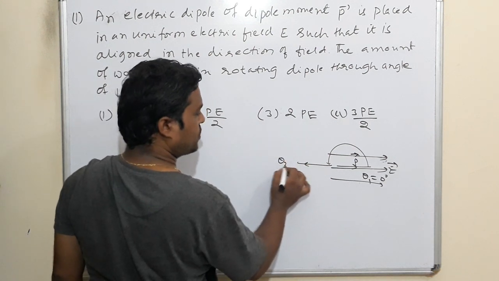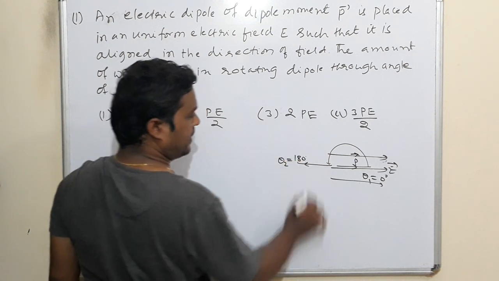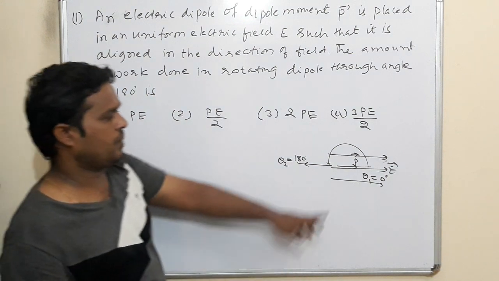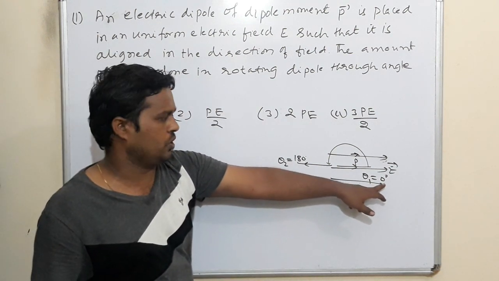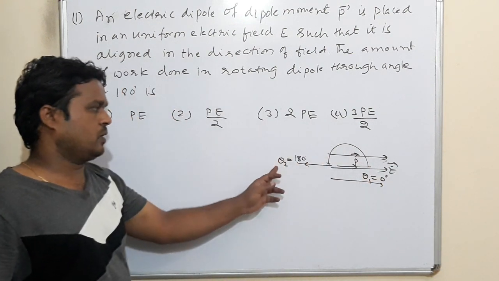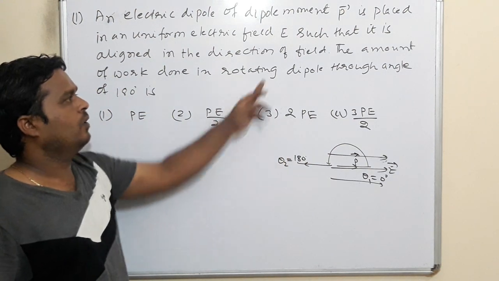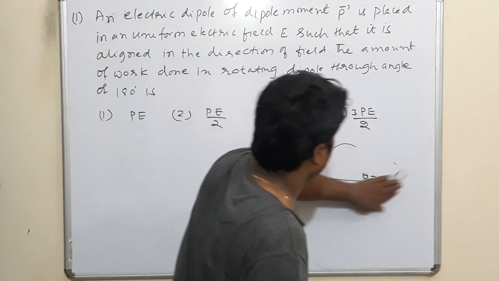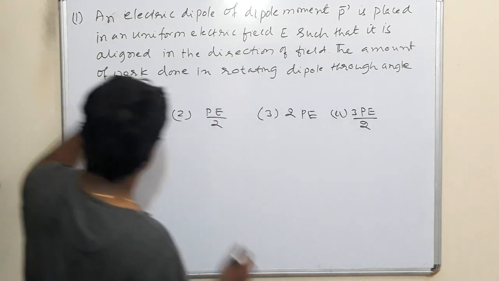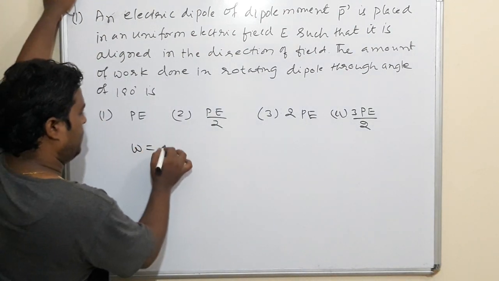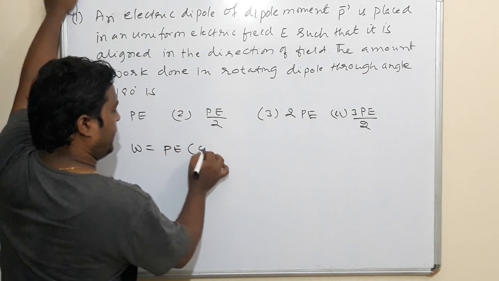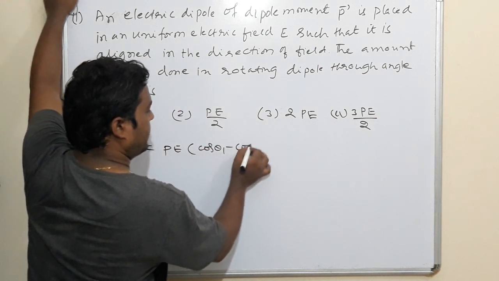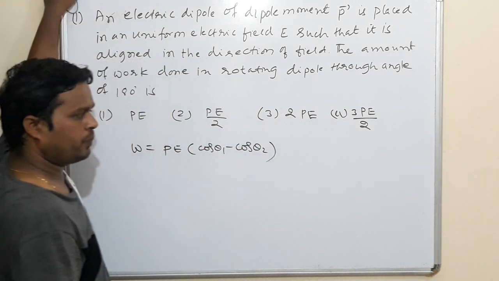That means I should make theta equal to 180. That means from theta 1 equal to 0 to theta 2 equal to 180. What is the amount of work done, they are asking. It is very simple. Work done formula you remember. Work done is equal to P into cos theta 1 minus cos theta 2.